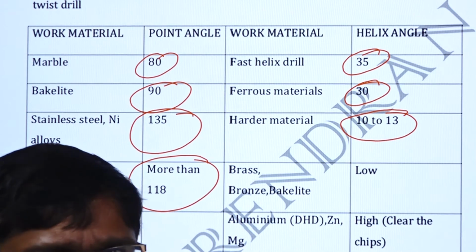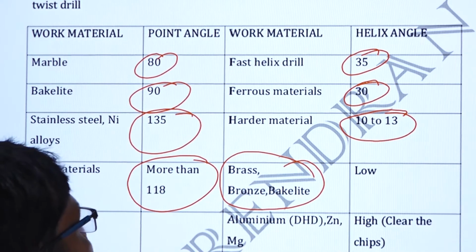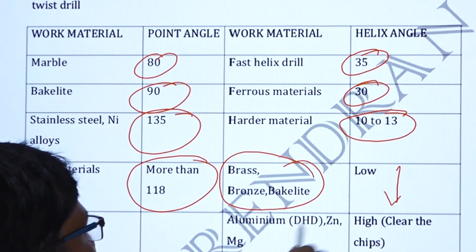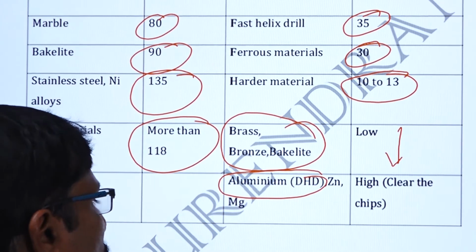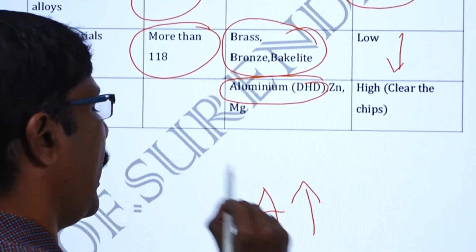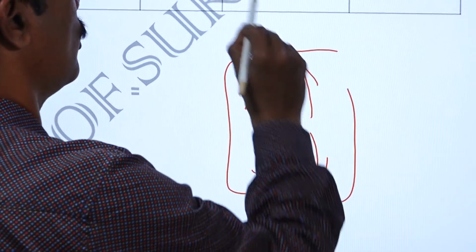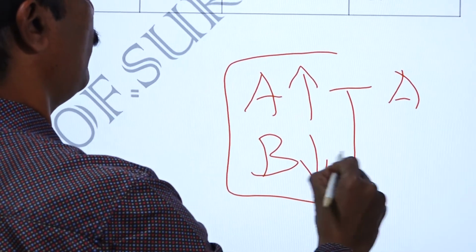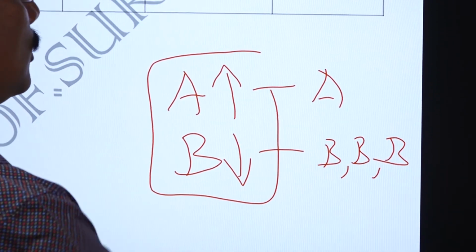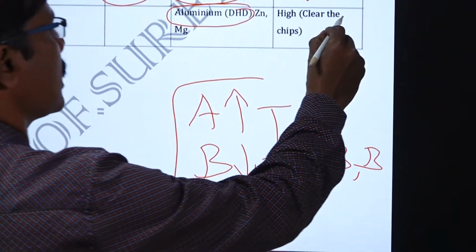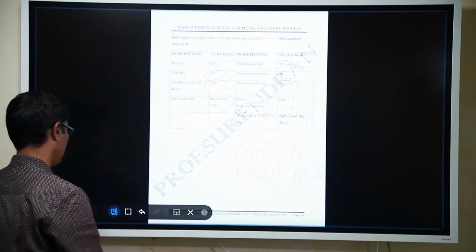And we can easily remember: for brass, bronze, bakelite, the helix angle should be low. And for aluminum, deep hole drilling and ductile material, it will be high. So I always remember A for high and B for low. A for aluminum and B for brass, bronze, bakelite. In that way you can easily remember, for A it is high and for B it is low.